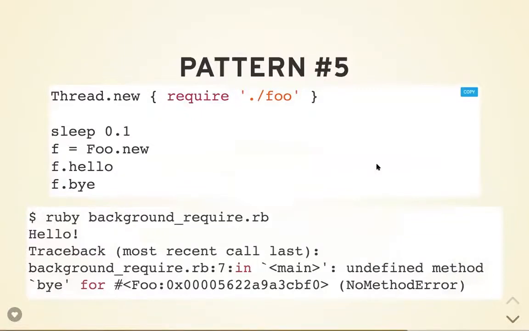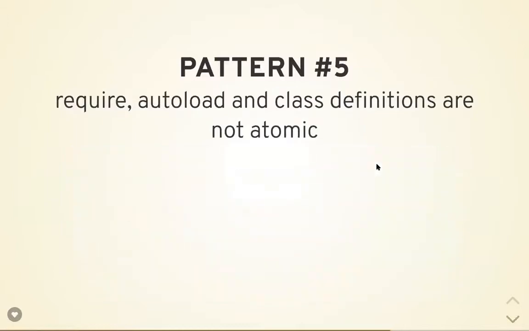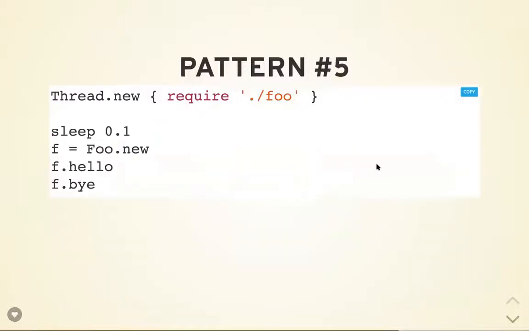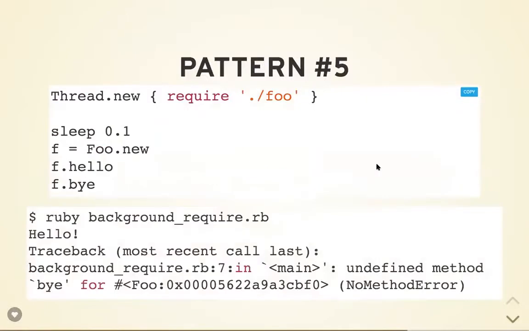Because in this case, I had 2 threads. One thread is loading the class and hasn't finished defining all of the class. And then I'm already creating new instances of the class. And I can still call hello. So hello gets printed. But because bye was after our sleep, we had a slow load and we missed things. So this one is especially irritating because you see undefined method bye, and then you go into your code and you see my method is here, and it found other methods. So why not this method? Because this is not atomic.